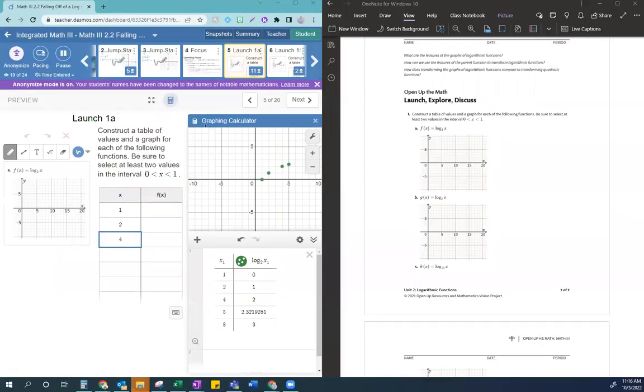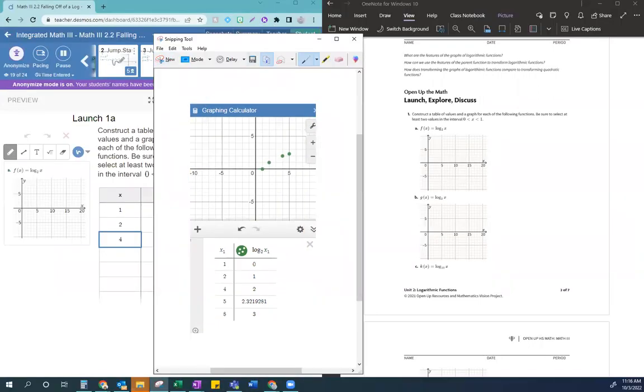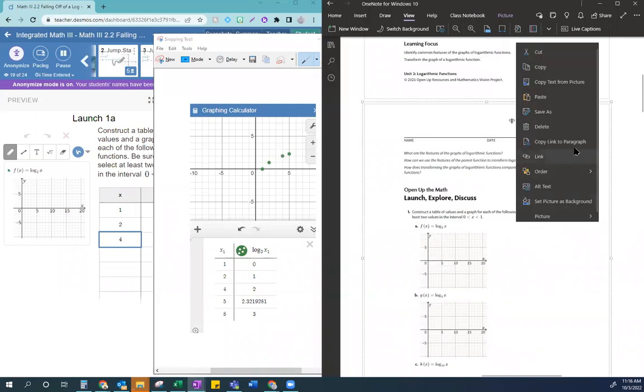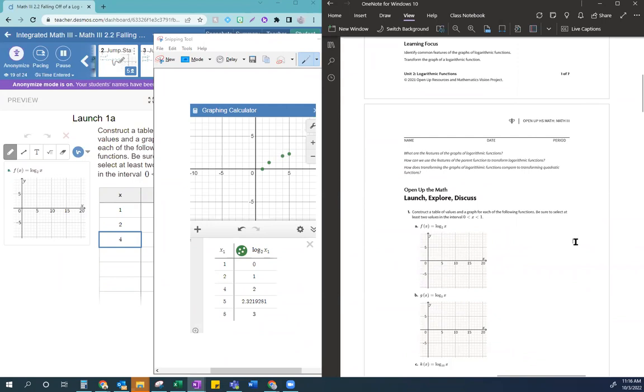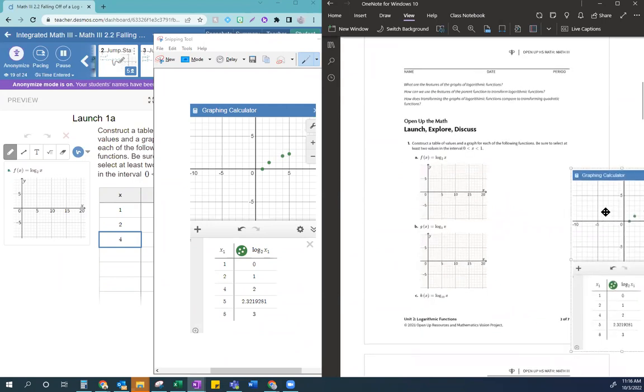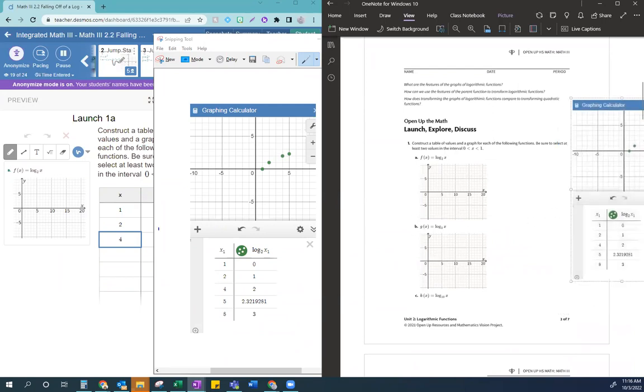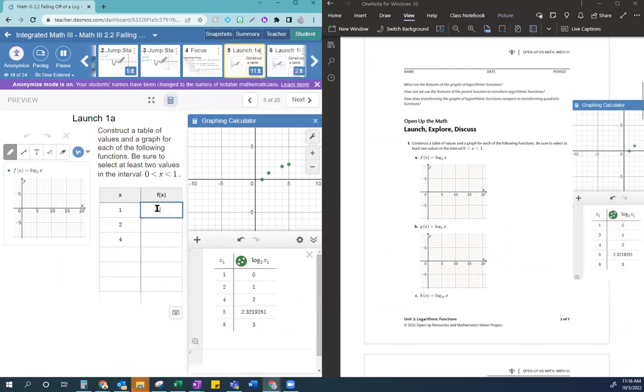You all see my little function. I'm going to graph that. I'm going to copy that and put that right here. That's my function for that one. When I plug those in, I got 0, 1, 2, and I got 3 when I plugged in 8, which makes sense, right? Because if these are the exponents, these are my powers. So log is the vice versa of that.